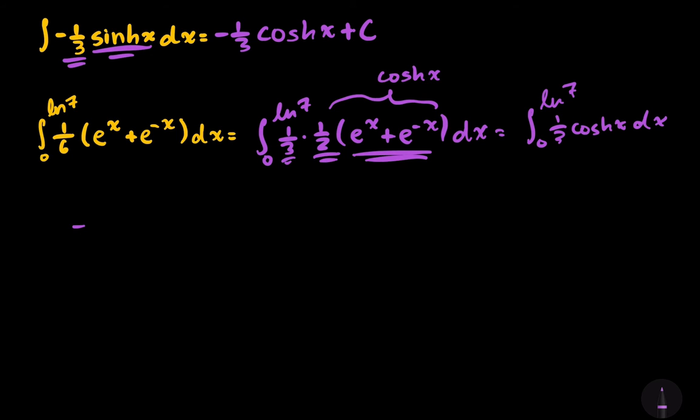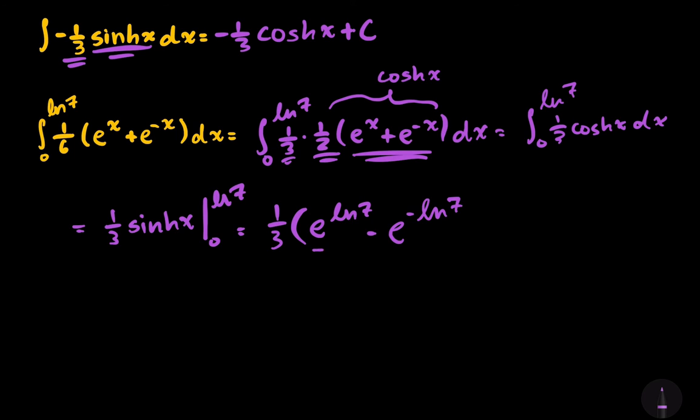Then we just have some simple integration. We can keep that 1/3 out front if we would like. The integral of cosh is sinh, and we don't need to include the plus c because it's a definite integral. Evaluating from 0 to the natural log of 7, we have 1/3 sinh(ln 7), which we rewrite as (e^(ln 7) - e^(-ln 7)) over 2. We can keep this 1/3 out front, and subtract (e^0 - e^(-0)) over 2.